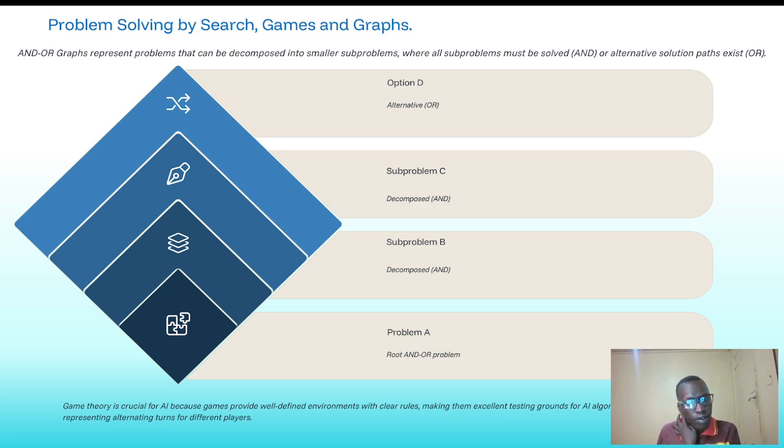Therefore, as I say, it is explained with emphasis on the minimax algorithm and alpha-beta pruning for efficient decision making in competitive settings.